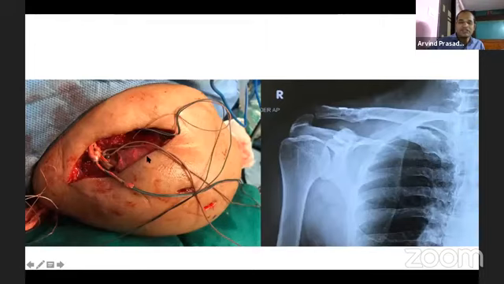So here, a 6-week-old AC joint injury was taken as a chronic AC joint injury, in which the tightrope was used to take care of the vertical displacement. Two holes were made in the clavicle, and this graft was passed as a loop around the coracoid, passed through the clavicle, and tied over the clavicle there.